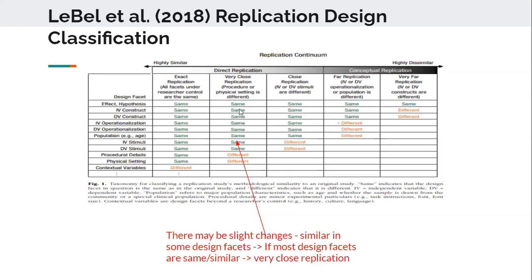For example, in the stimuli there may be a slight difference, but if it's still similar and other things are the same, with the procedure details and physical setting being different, it's still a very close replication. In reality there may be slight differences, but overall it's still a very close replication. So most of our replications are very close.